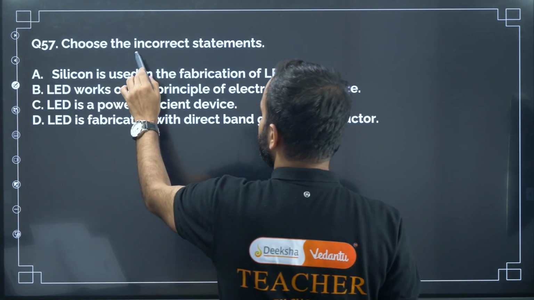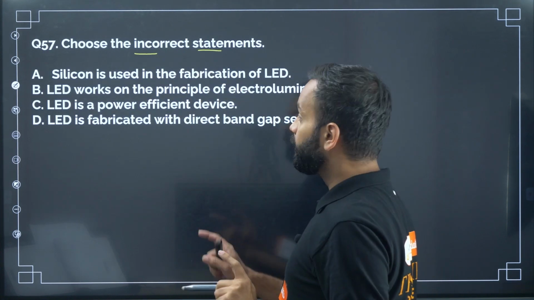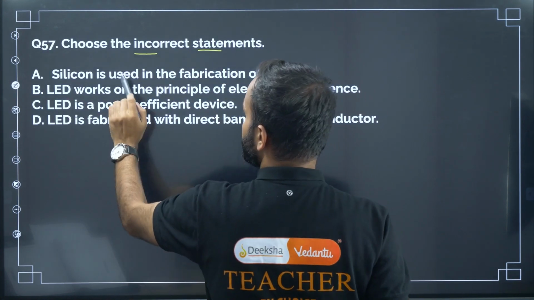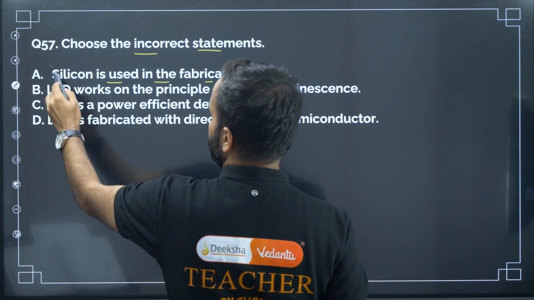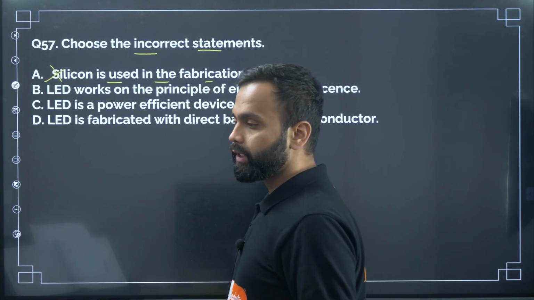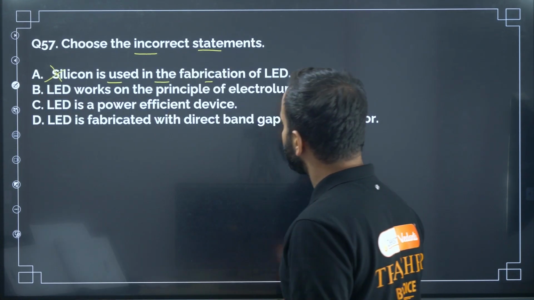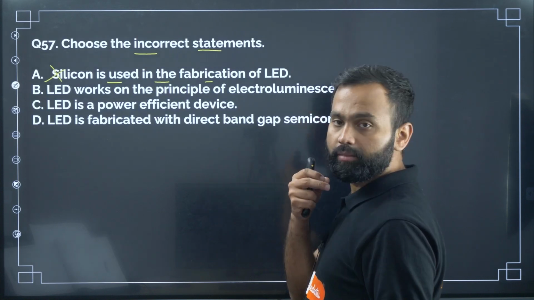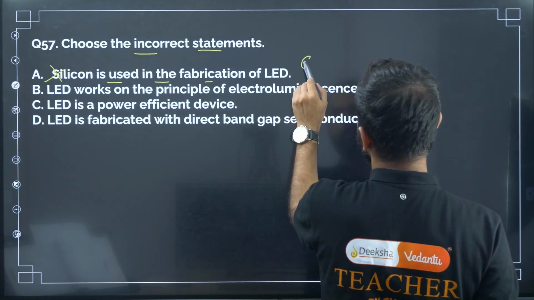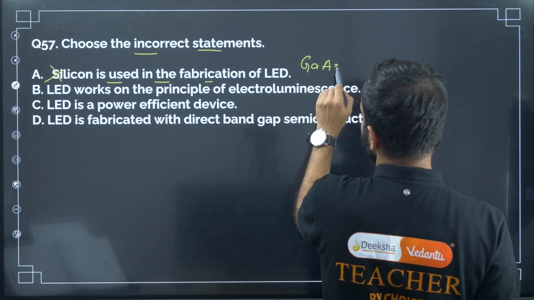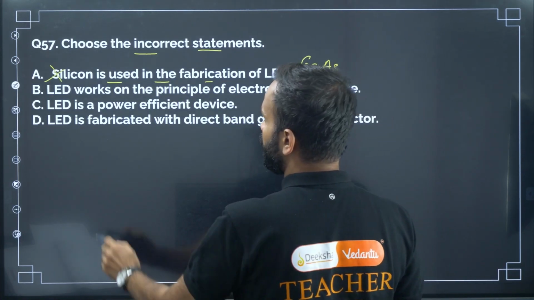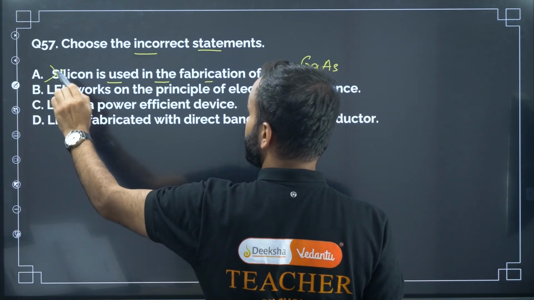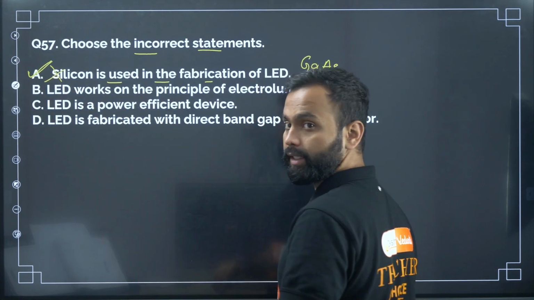Question number 57. Choose the incorrect statement. Remember, we have to choose the incorrect statement. Option A says silicon is used in the fabrication of LED. Wrong. Silicon is not used in the fabrication of LED, right? So we use gallium arsenide in the fabrication of LED, right? Statement in option A is wrong. So option A is correct. This is the incorrect statement.